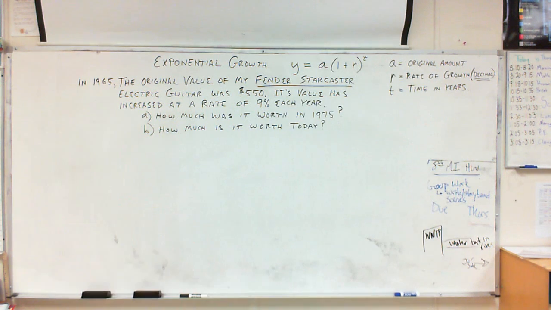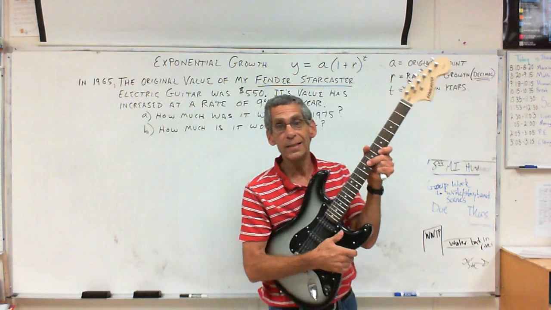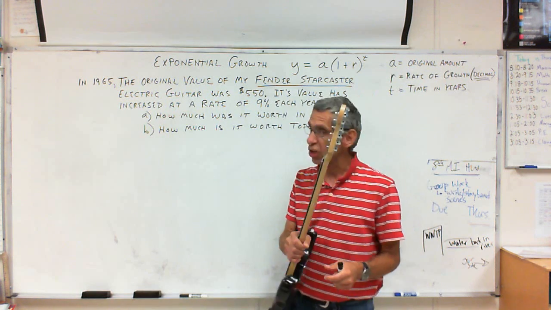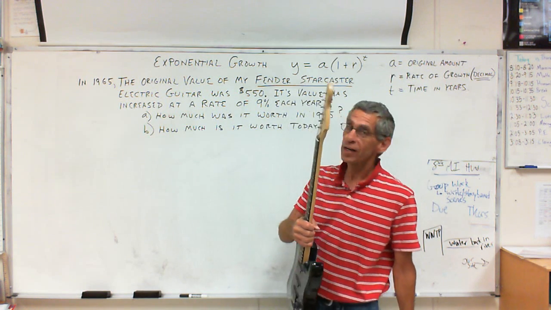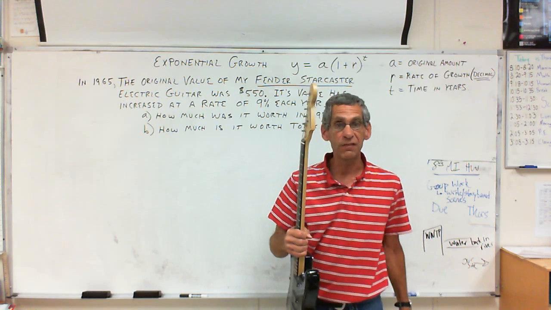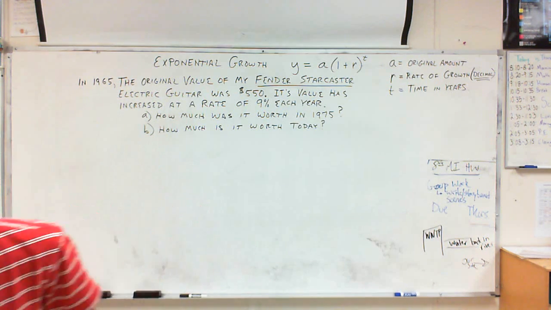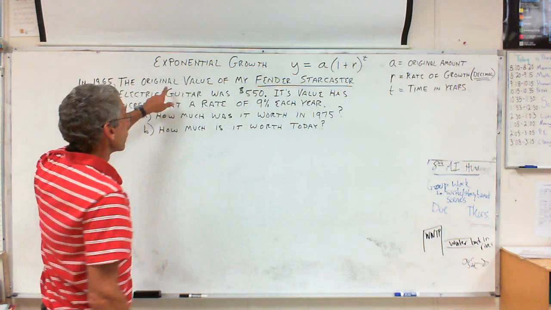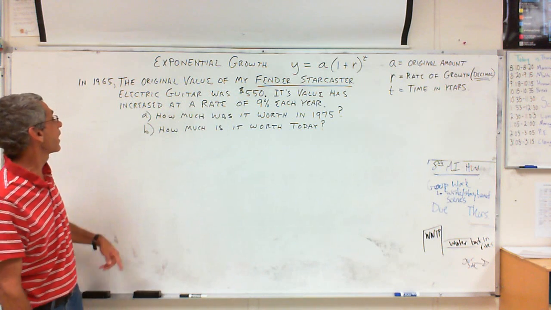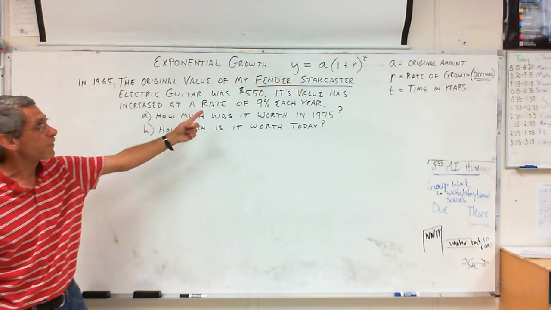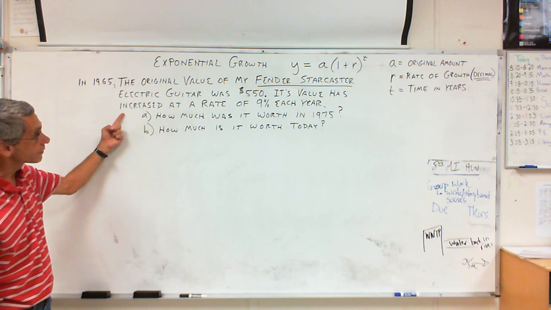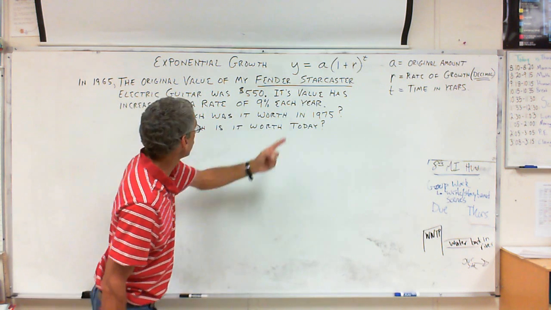Well, watch this. Back in 1965, I bought this amazing Fender Starcaster. It was worth $550, a lot of money back then. Oh my gosh. So here we go. In 1965, the original value of my Fender Starcaster electric guitar was $550. Its value has increased at a rate of 9% each year.